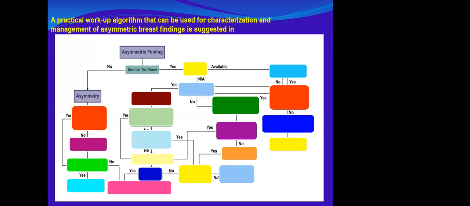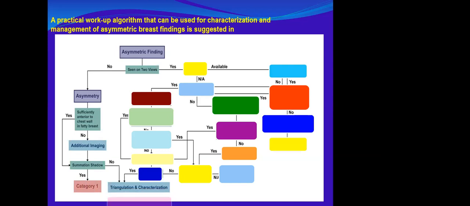If it is no, that means it's asymmetry. If it's sufficiently anterior to the chest wall in fatty breast, yes, that means it is summation shadow. If it is not, we need to do additional views. If the additional view shows summation shadow, that means it is category 1. If it is not summation shadow, we have to do triangulation and characterization.